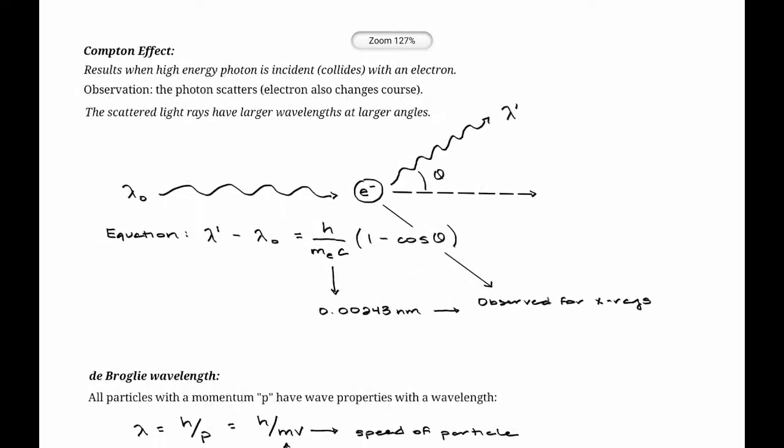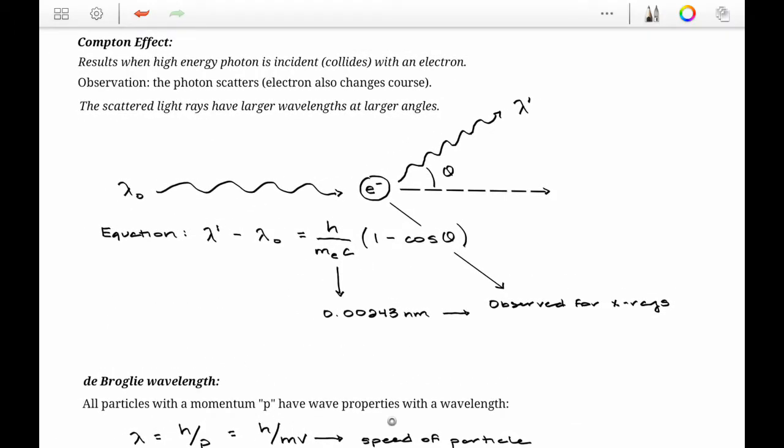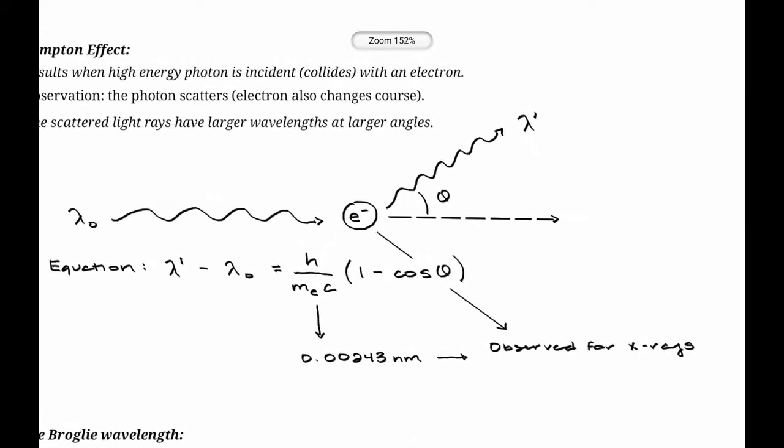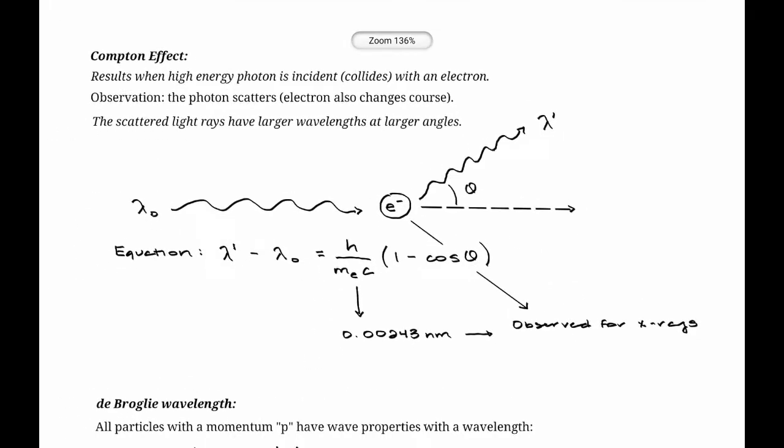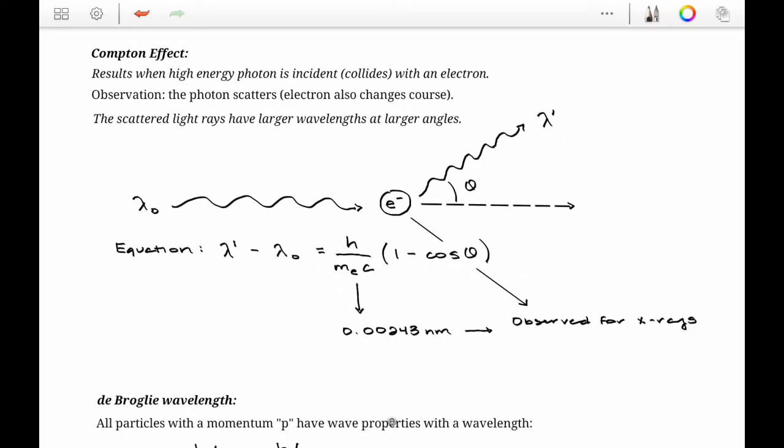The next thing that we're going to talk about is the Compton effect. Both the Compton effect and the de Broglie wavelength are concepts that provide evidence for the particle nature of light, because we know that light can exist as both a particle and a wave. The Compton effect can only be observed for X-rays.